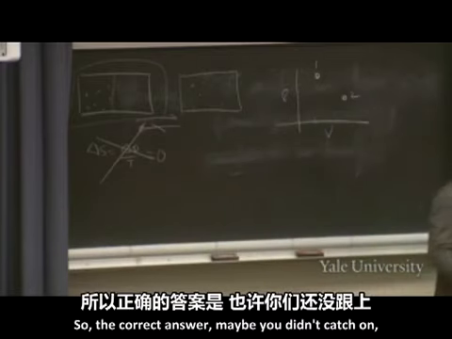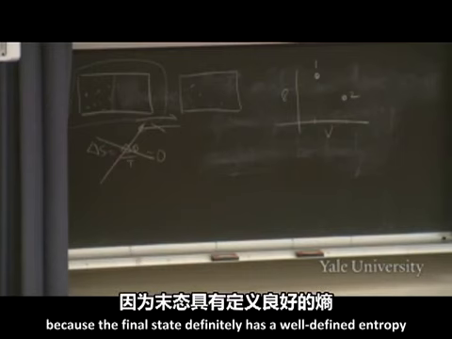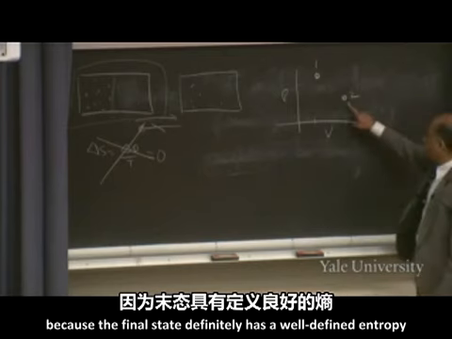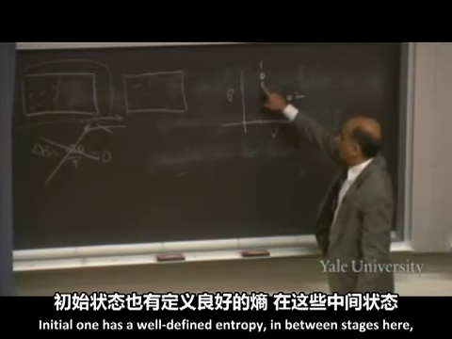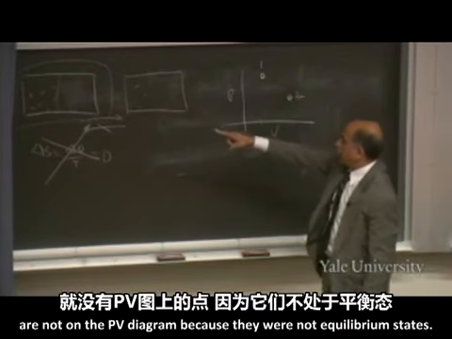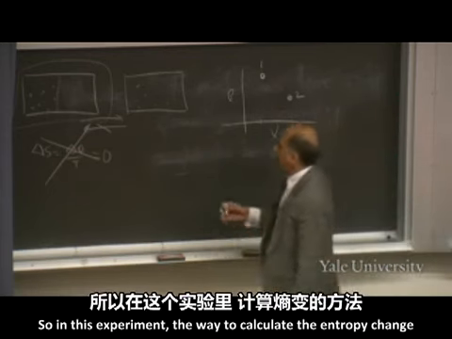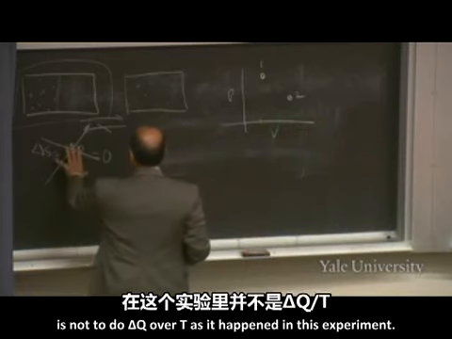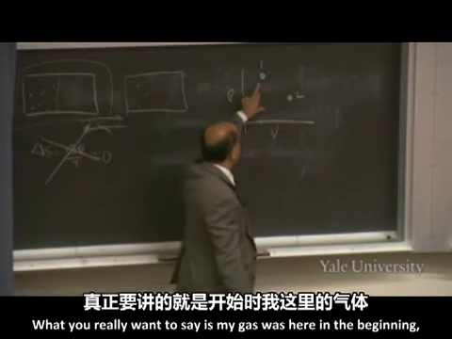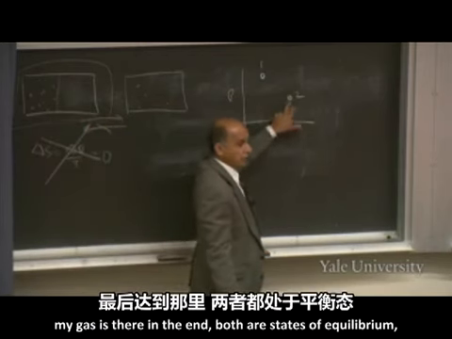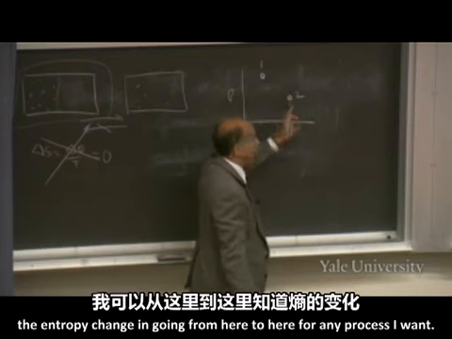So the correct answer, maybe you didn't catch on, but I will tell you the correct answer is there is an entropy increase in this problem, because the final state definitely has a well-defined entropy you can calculate, because it's an equilibrium state. Initial one has a well-defined entropy. In between stages here are not on the PV diagram, because they were not equilibrium states. So in this experiment, the way to calculate the entropy change is not to do delta Q over T as it happened in this experiment. What you really want to say is, my gas was here in the beginning, my gas is there in the end. Both are states of equilibrium, both have well-defined temperature, and I can find the entropy change in going from here to here, for any process I want.